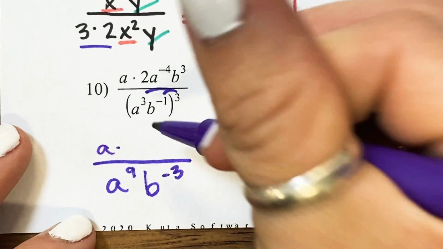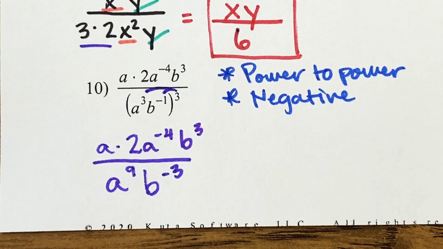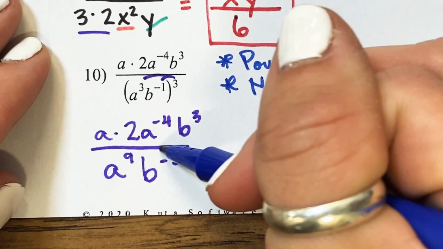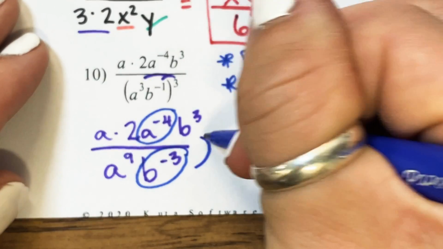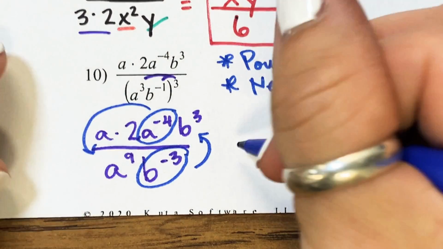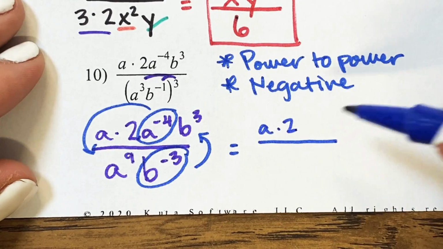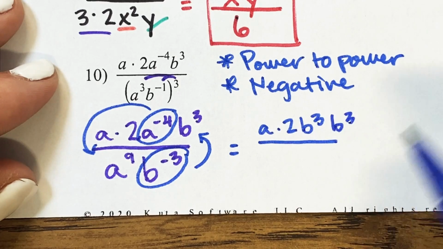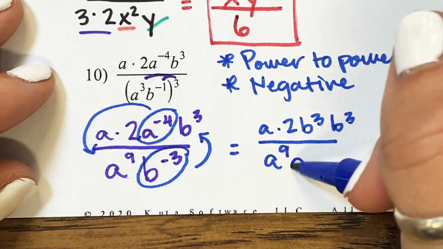Now I'm just gonna rewrite the top. 2A to the negative 4th, B cubed. Now we can start moving things if we need to. I see that I have some negative exponents that need to switch places. So that B to the negative 3rd and the A to the negative 4th. Remember, it just grabs what's in front. So the B moves to the top, A moves to the bottom. So we can rewrite this. What was already on top was that A times 2, that B cubed was already there, and then that B cubed became positive, moved up from the bottom. On bottom we had an A to the 9th, and then that A to the 4th.